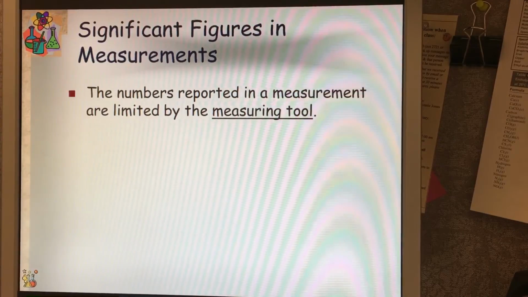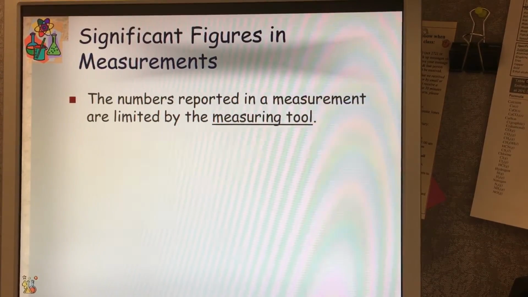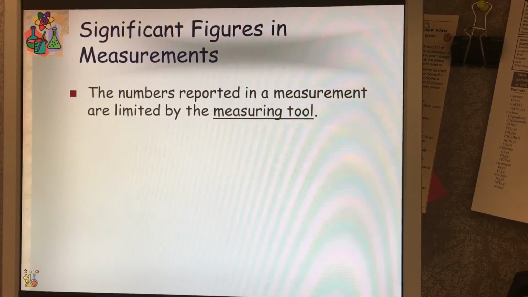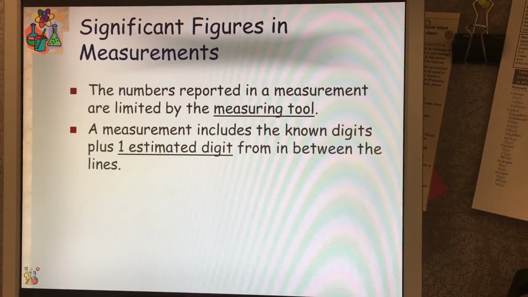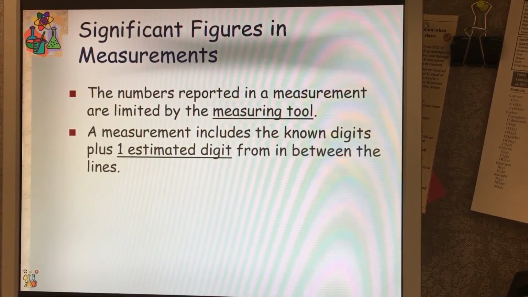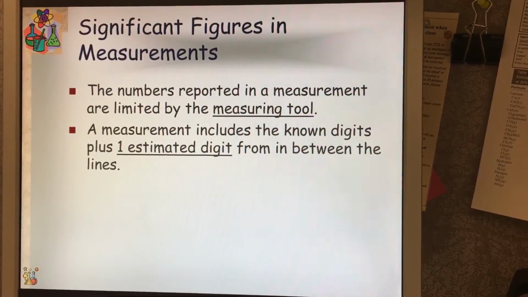The number of significant figures that are determined by a measuring tool are limited by the measuring tool itself, basically how many lines are on the measuring tool. The more lines, the more significant figures. When we make a measurement using a measuring tool, we use all the lines on the measuring device, and we estimate 1 more digit in between the lines.